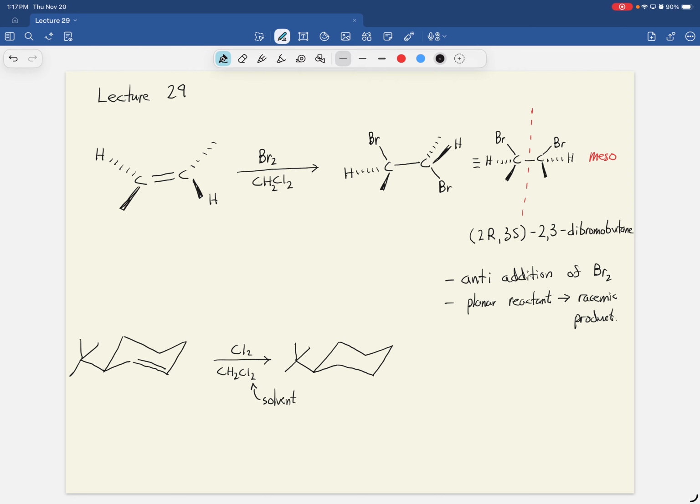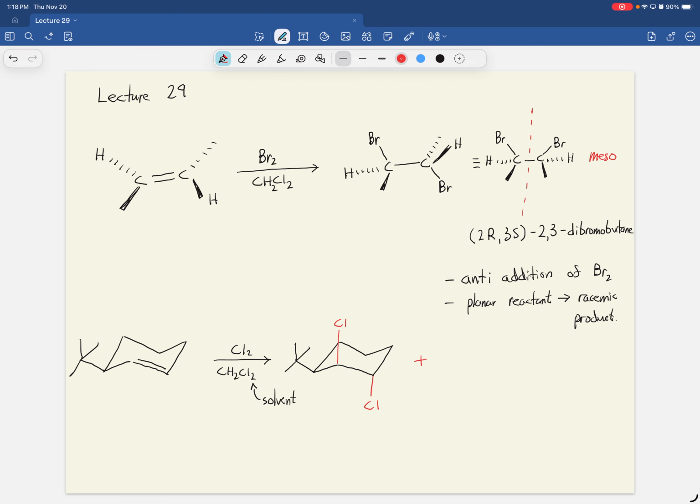But the two chlorines added, what would their relationship be? Are they cis to each other or trans or anti? So let's draw one chlorine up here, right? Where would the other chlorine be? Down and to the right, correct? So you'll get this enantiomer, and then you'll get the other one. So it's still considered racemic because you can also get the other enantiomer too.